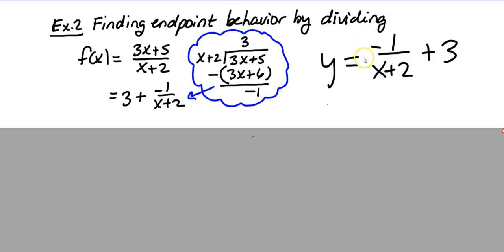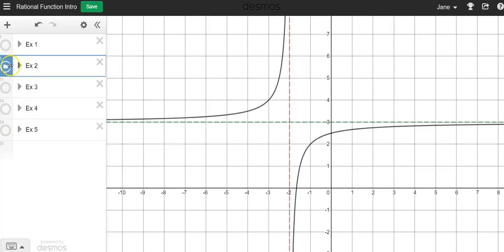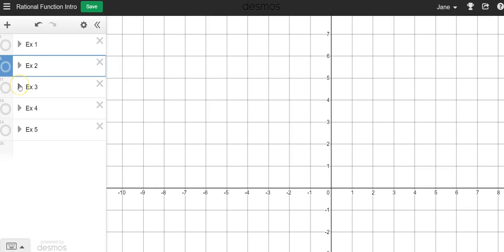What I want to point out, though, is that the remainder here that we get, if we make x really, really big, y gets closer and closer to 0, just like in our first example graph. But now we have the plus 3. So now we're saying as x gets really, really big, this remainder gets close to 0, but y gets close to 3. So 3 becomes our horizontal asymptote. All right, let's move on to example 3 now.